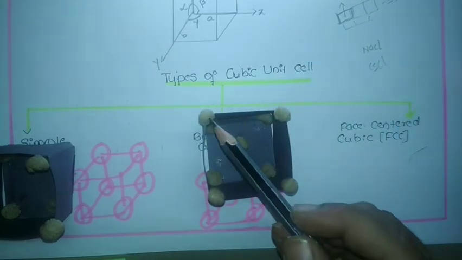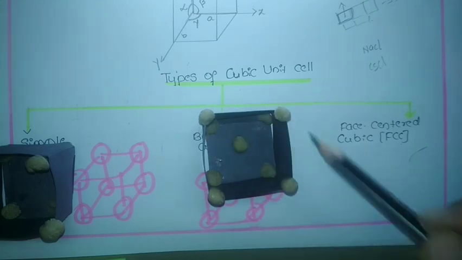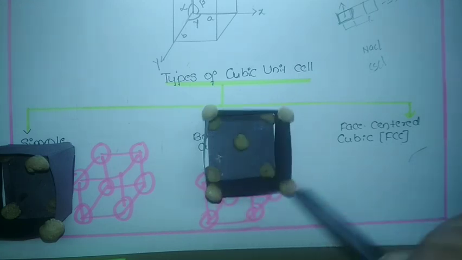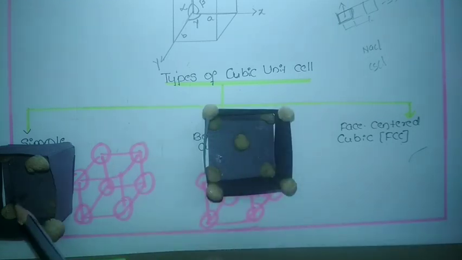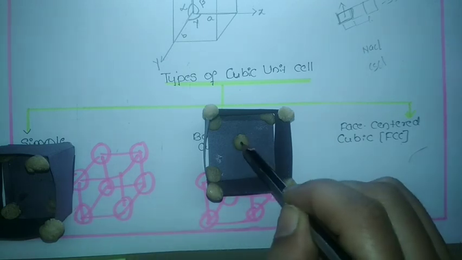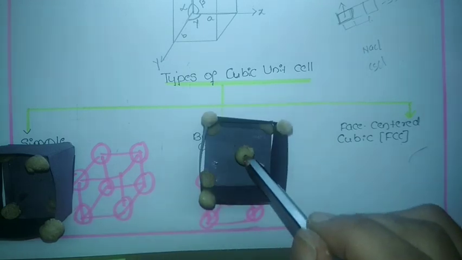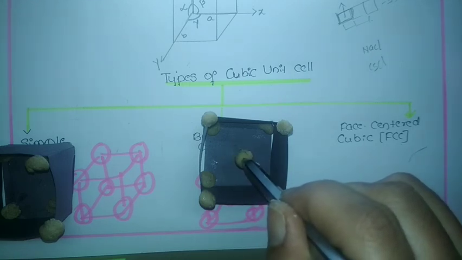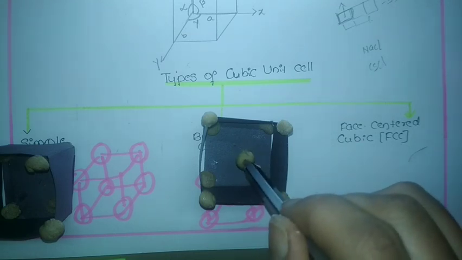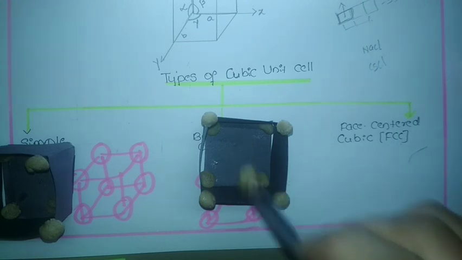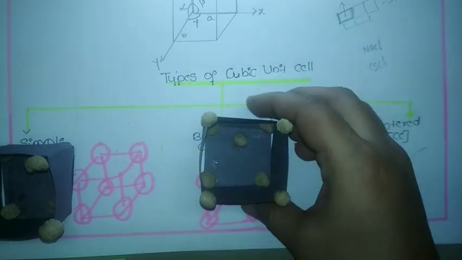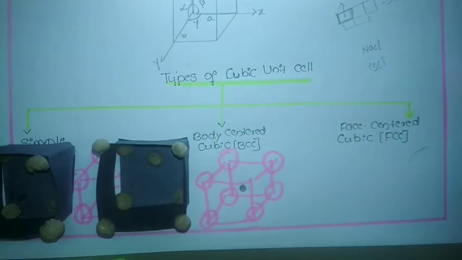So 1, 2, 3, 4 atoms at the above corners, 5, 6, 7, 8. So a total of 8 atoms are at the 8 corners like a simple unit cell. Along with that, one atom is present at the center of the body like this. It is not touching any face. It will be hanging like this, at the center of the body. This is called the body centered cubic lattice. So this is BCC, very important.